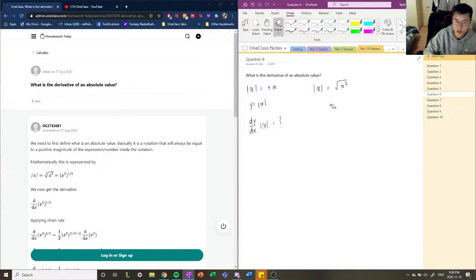Sorry about that. I got confused. Instead, the square is to remove the negative value, and the square root is to undo the square, okay? So another way to write it is x squared to the power of 1 over 2.